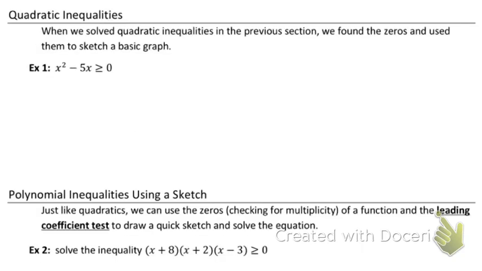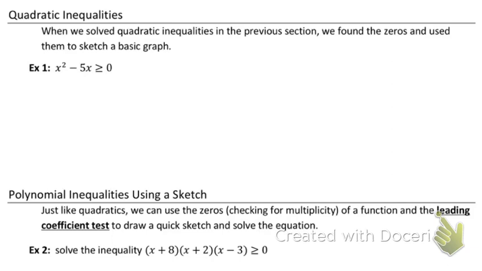Okay. Then we'll go over to today's lesson. Well, today's lesson, if you understood this from quadratics, if you understood where I could sketch a quick graph of it and know where it's greater than or equal to 0, today's lesson is going to be pretty easy. So we had x squared minus 5x is greater than 0.